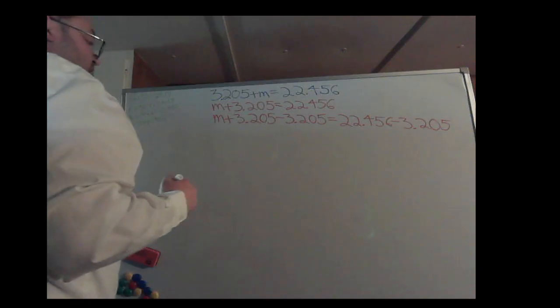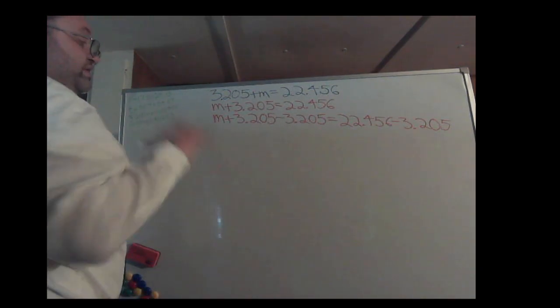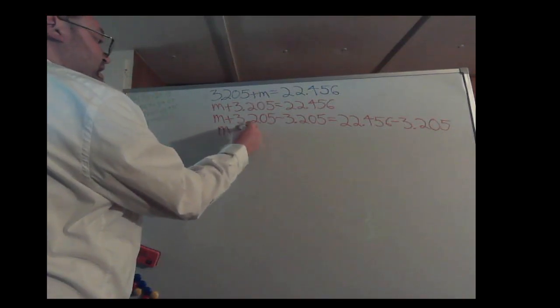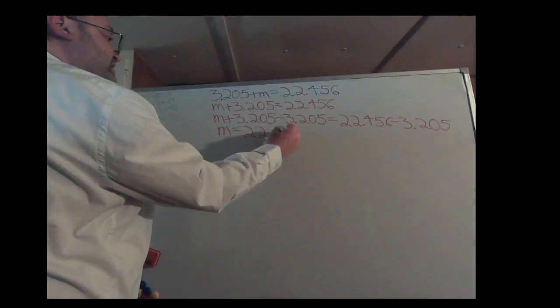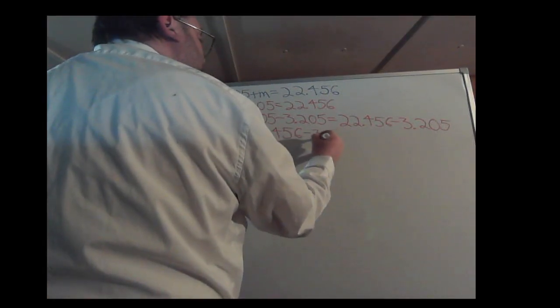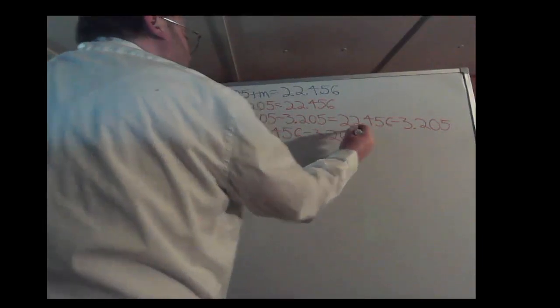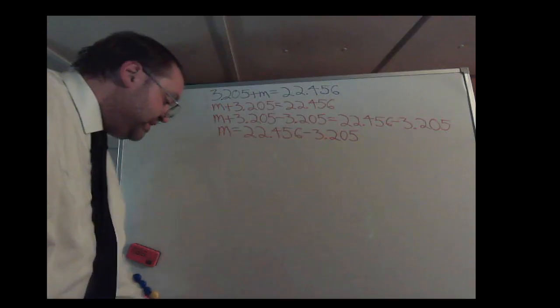Okay? Well, 3.205 minus 3.205, that's 0. You'll get m by itself. Now m is equal to 22.456 minus 3.205. We are left with a subtraction problem now that we can work out on the other side of the board here.